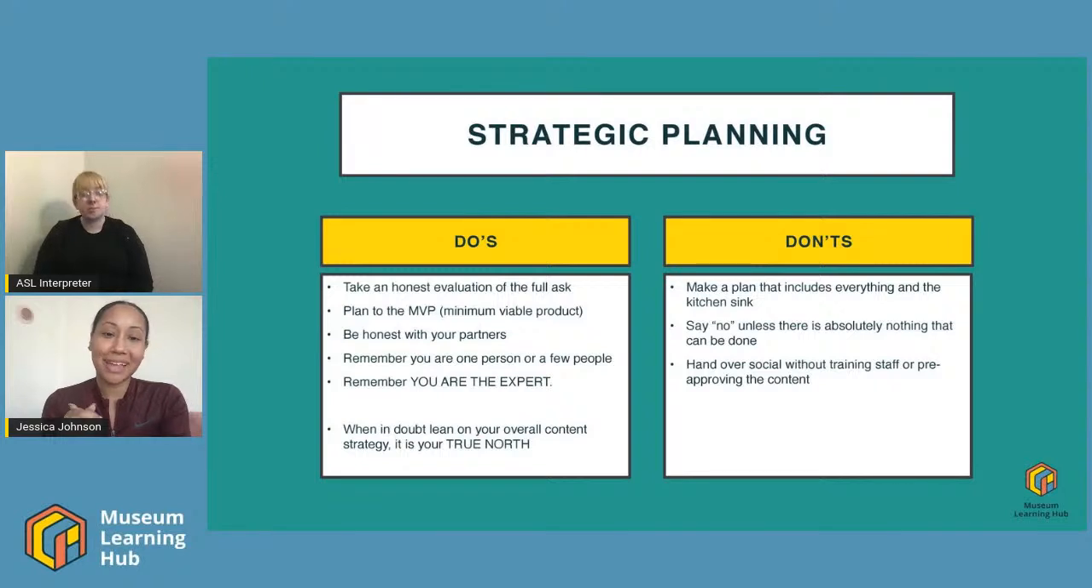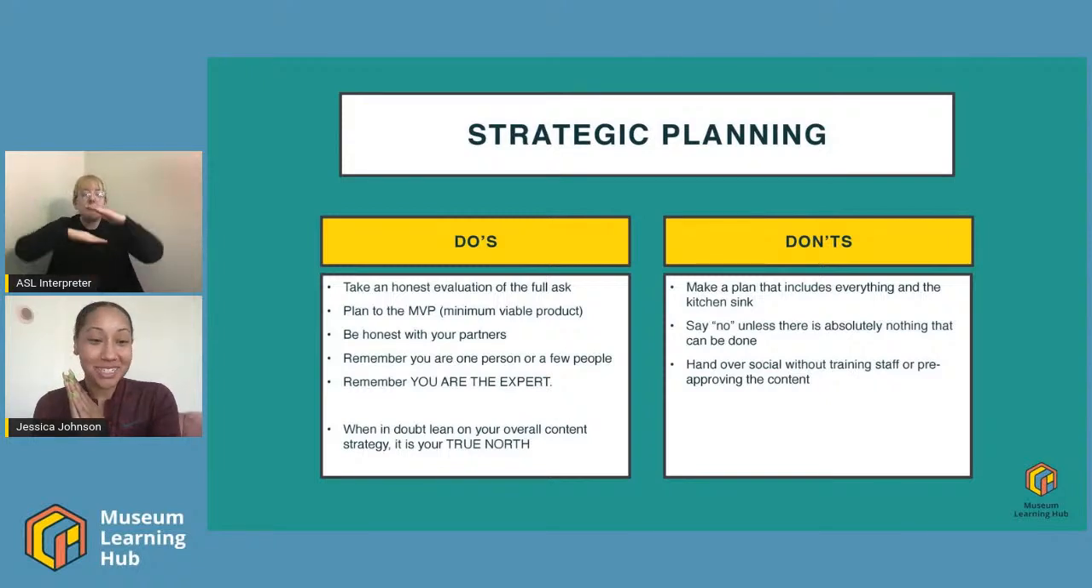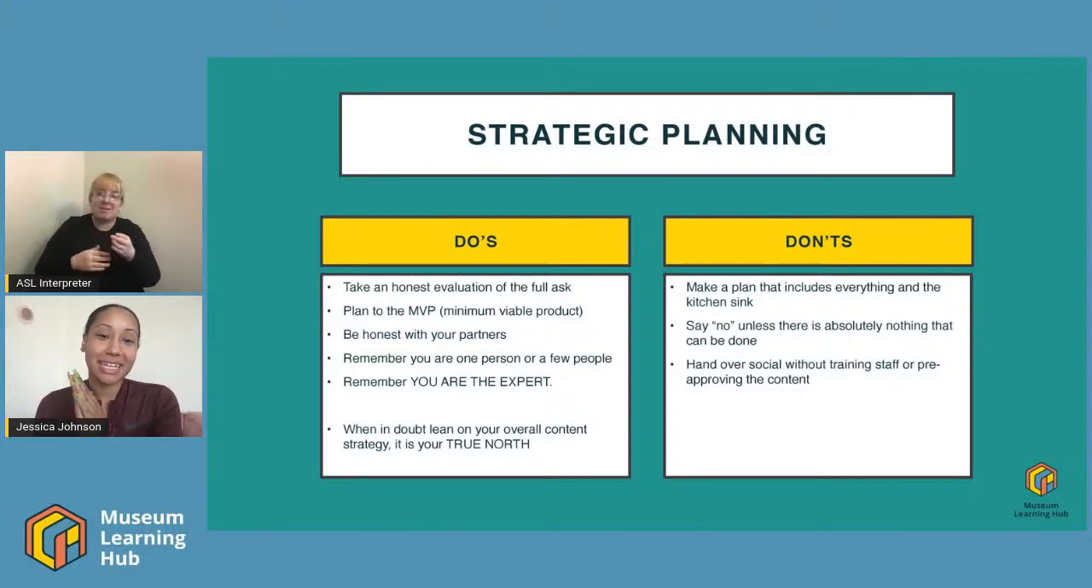So I think some don'ts are: don't create a campaign that includes everything in the kitchen sink. Like I said, minimum viable product. What can we do? And then what can we personally set as our secret stretch goals to over deliver? Under promise and over deliver, right? Don't say no unless there's absolutely nothing that can be done. And again, it's not no, it's just not right now. And don't hand over your social handles or anything without training staff or pre-approving the content.